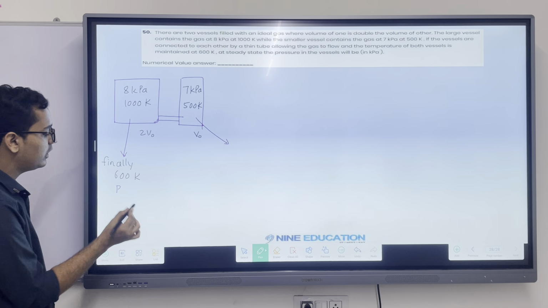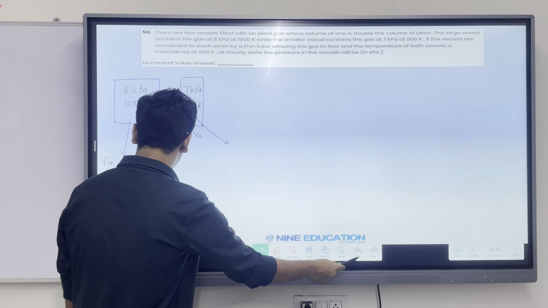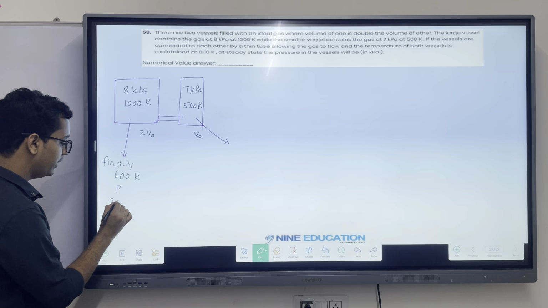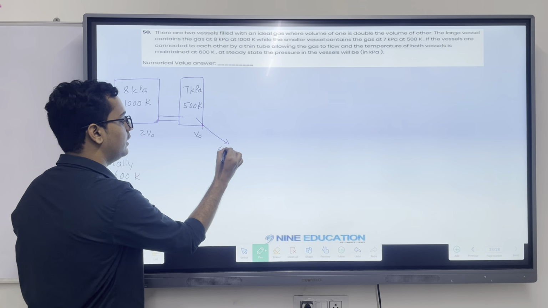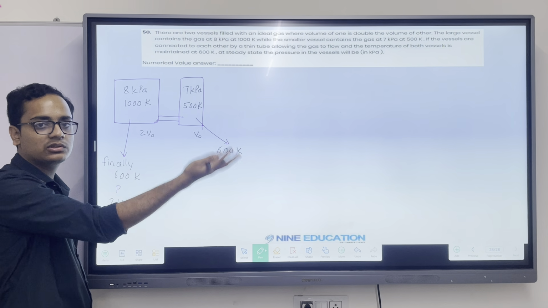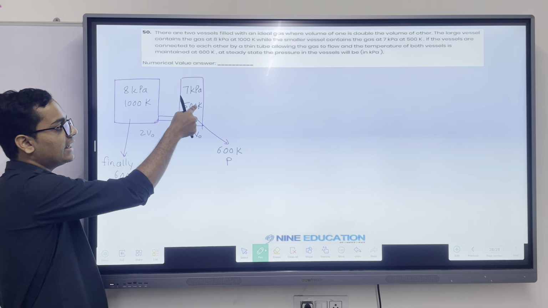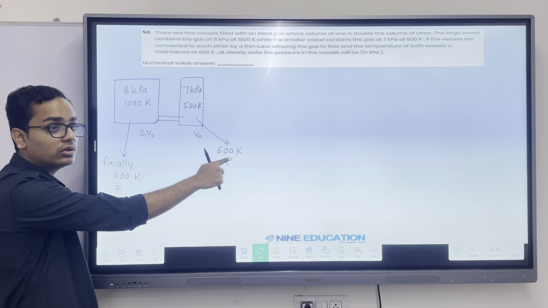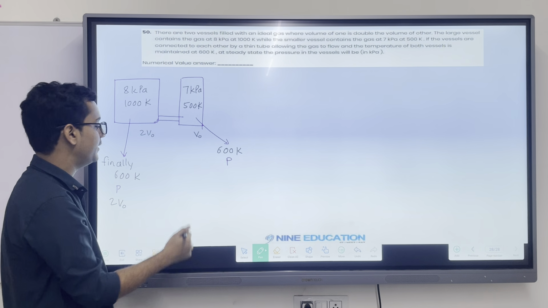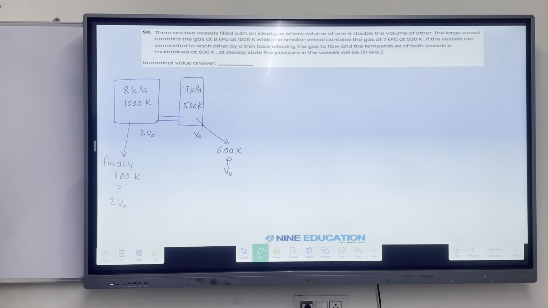Pressure will have some value, let's say P. Volume is going to be 2V. So volume is known. Similarly here, finally the temperature is going to be 600 Kelvin. Obviously, since the gases are mixed, the temperature must be the same. Also, the pressure of this gas and this gas should be the same. So I'm writing the same pressure on both sides. We don't know this pressure; we have to calculate it. So that's all we have to find: the pressure.